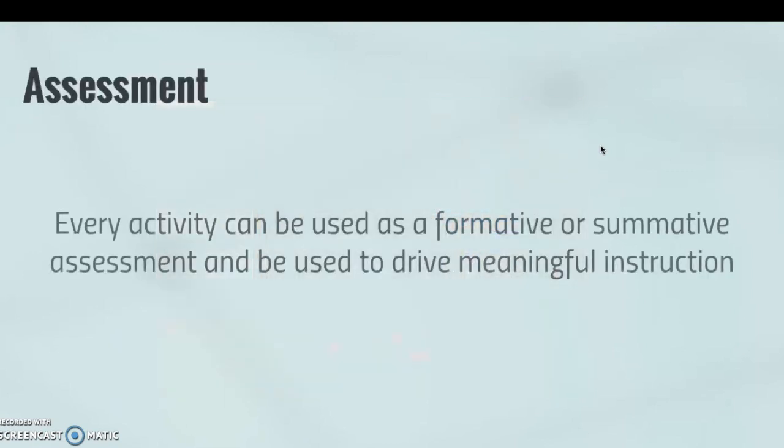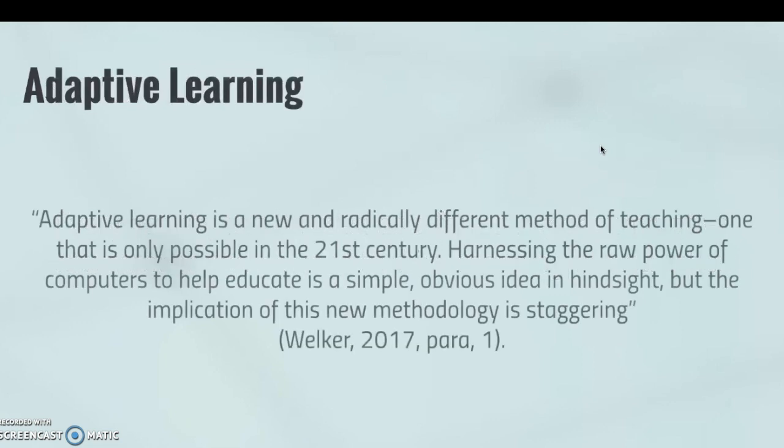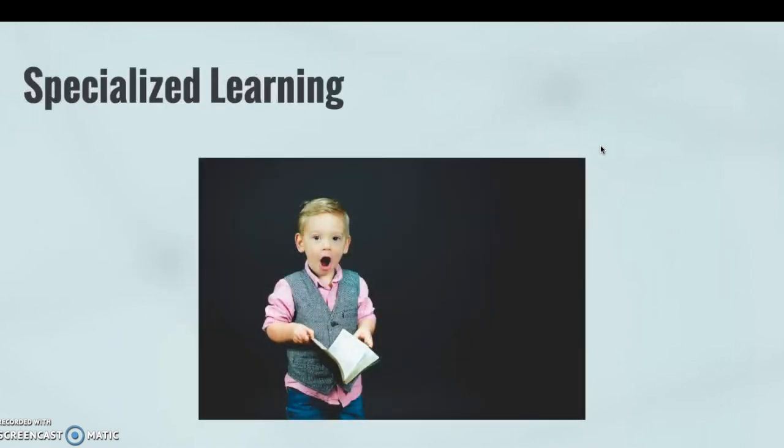With adaptive learning, every activity can be used as a formative or summative assessment to drive meaningful instruction. Adaptive learning is a tool and radically different method of teaching, one that is only possible in the 21st century, harnessing the raw power of computers to help educators. It is a simple, obvious idea in hindsight, but the implications of this new method are staggering. Adaptive learning gives the teacher and the student control of personalized learning based upon the needs of the student. This is far from the traditional one-size-fits-all mentality.